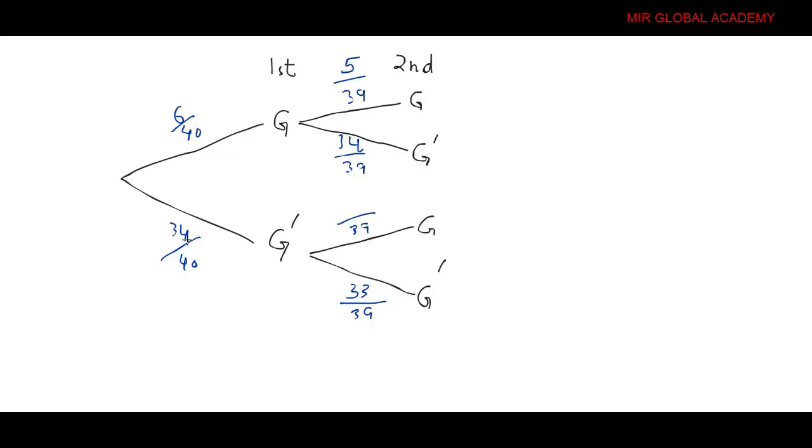Similarly, if we have picked from the group which is not over 16, they were 34 before, now they will be 33 out of 39. Obviously it will be 6 over 39, because the sum of these two will be equal to 1, and the sum of these will also be 1, and the sum of these will also be 1.